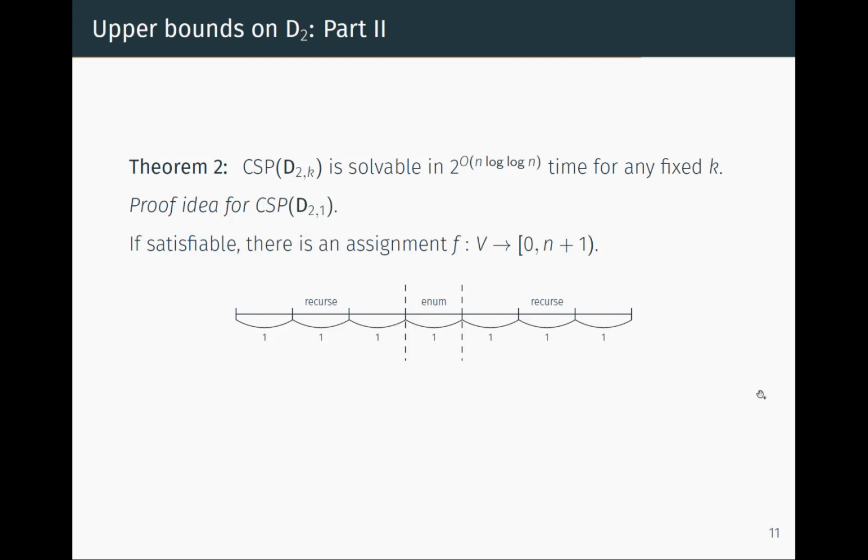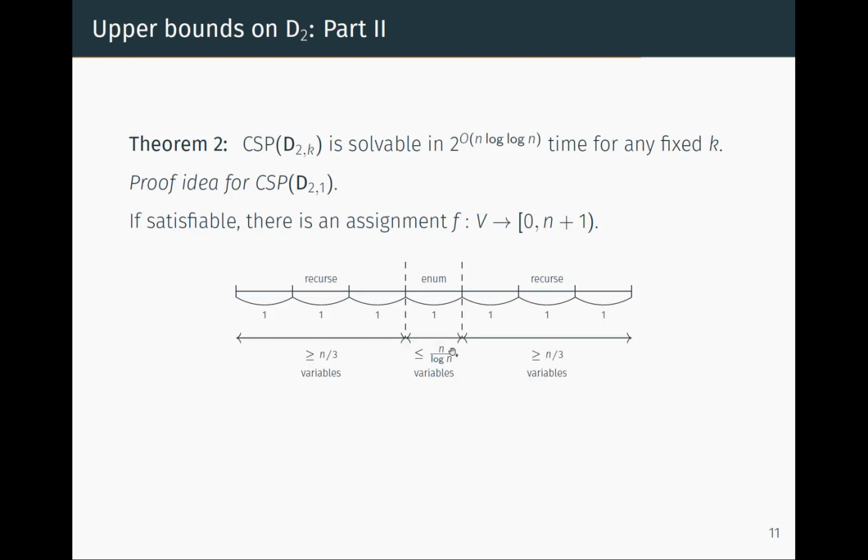So in order for this to work, we need to enumerate all solutions to the variables here, and then we don't want too many variables in this bucket. And in this case, not too many means less than or equal to n divided by log n. Also, we need to ensure that it makes sense to recurse, so there are enough variables on the left and the right. And we could take n divided by any constant, and in this case we took n divided by 3 because it works. So at least n divided by 3 variables here and here, and at most n divided by log n variables here. Then we can solve this instance using recursion.